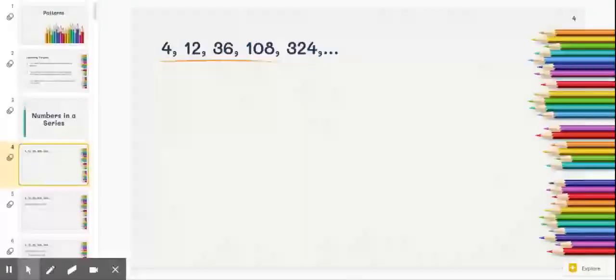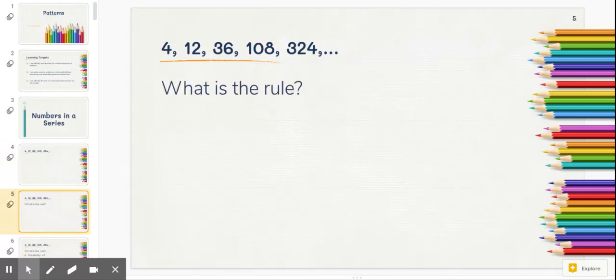So if you have a list of numbers, 4, 12, 36, 108, 324, the first thing you need to decide is, what is the rule for the pattern? What is the rule for this set of numbers? How would I figure out what the next number is?